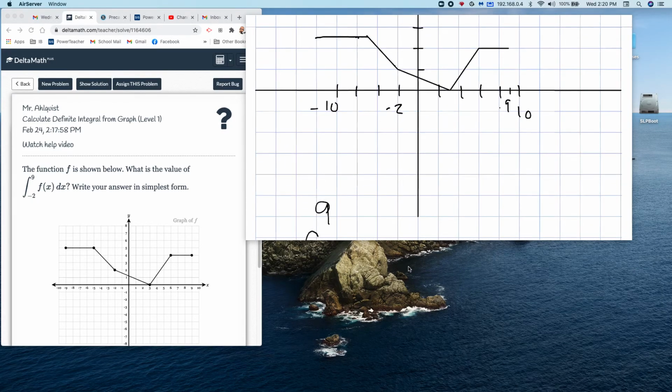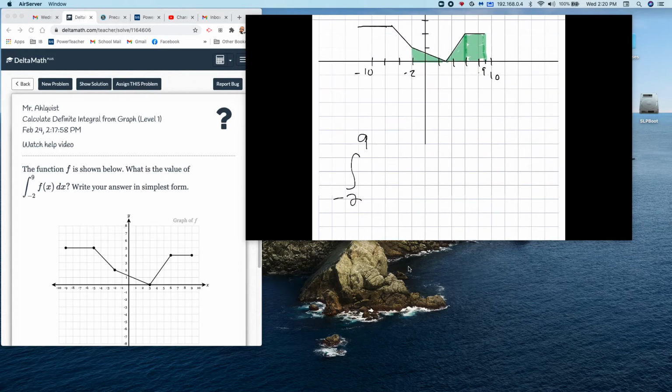So what we're looking at there is the space underneath here, that triangle, and then the space in that rectangle. We're also looking at the space in this triangle. So we're going to find the areas of those things.